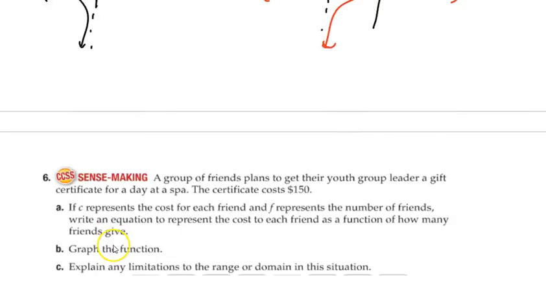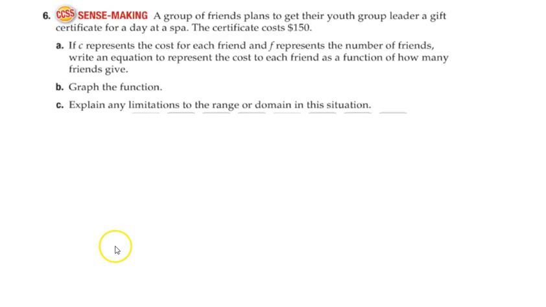Okay, let's do one last application problem. Last thing we're doing in this video. A group of friends plans to get their youth group leader a gift certificate for a day at a spa. The certificate costs $150. If C represents the cost for each friend and F represents the total number of friends, write the equation to represent the cost for each friend.